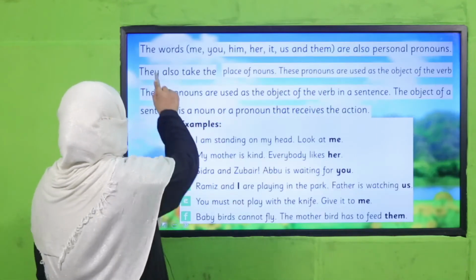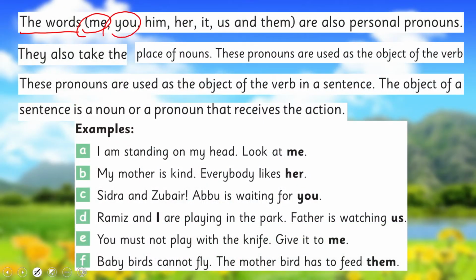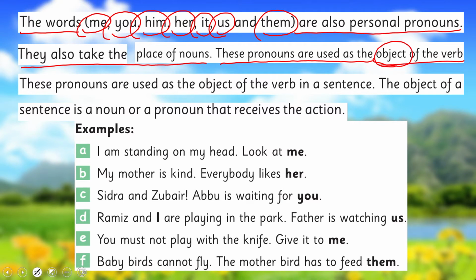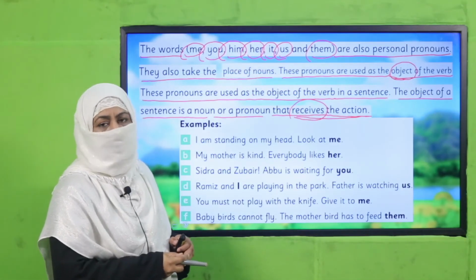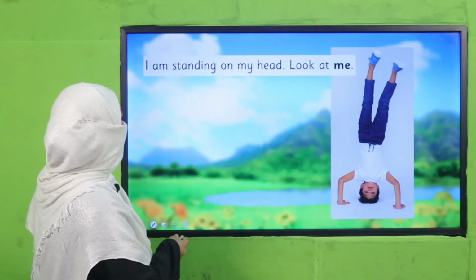The next words, me, you, him, her, it, us, and them, are also personal pronouns. They also take the place of nouns. These pronouns are used as the object of a verb in a sentence, and the object of a sentence is a noun or a pronoun that receives the action. When the action is received, that is called the object form of the pronoun. Do you understand? Let's understand with the help of an example.